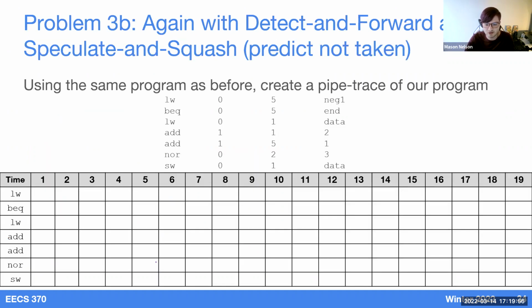So now let's visualize what that looks like. So looking at our code, the data forwarding is going to eliminate most data hazards. The only exceptions are going to come from an LW followed by a dependent instruction, which will happen here and here.